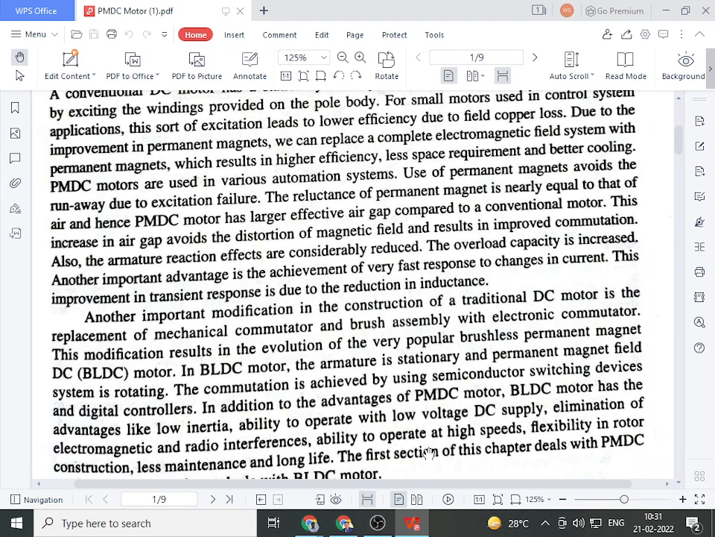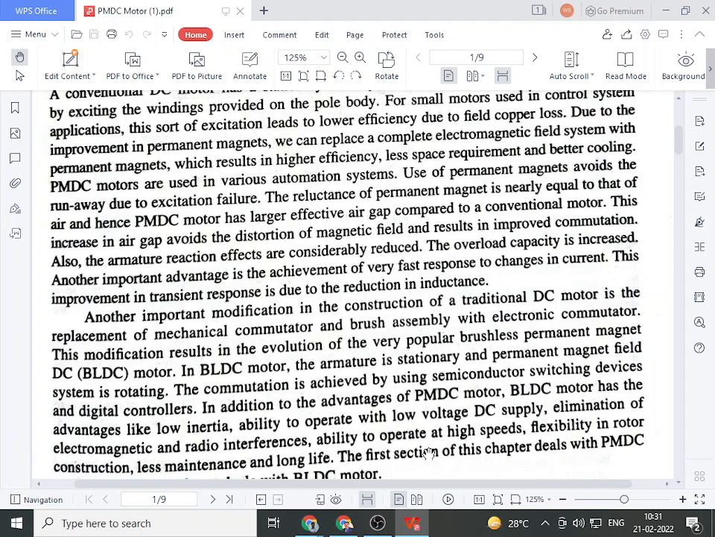Okay, now that is one modification which is made in the conventional DC motor. Whenever we change the conventional field system of a DC motor with the help of a permanent magnet, that motor is termed a permanent magnet DC motor, abbreviated as PMDC motor.